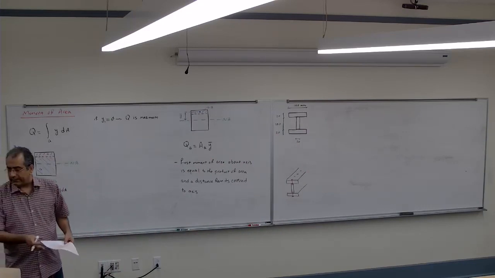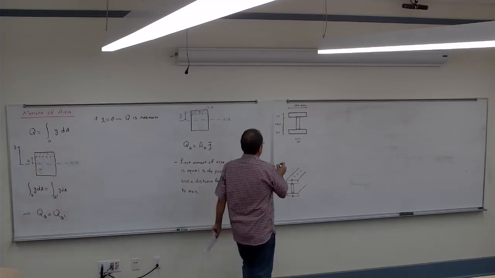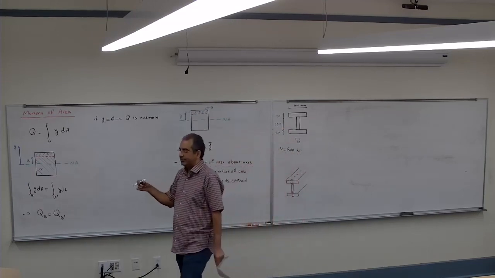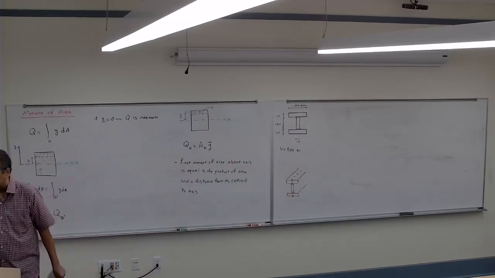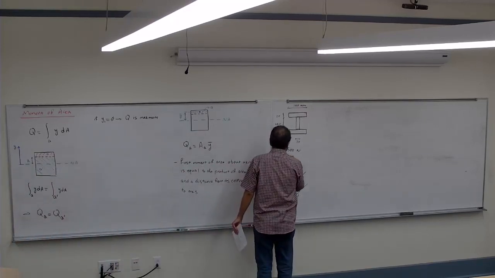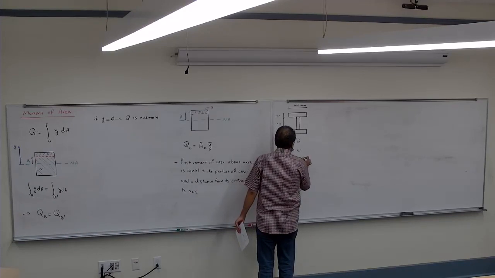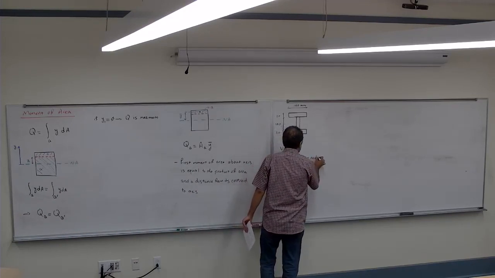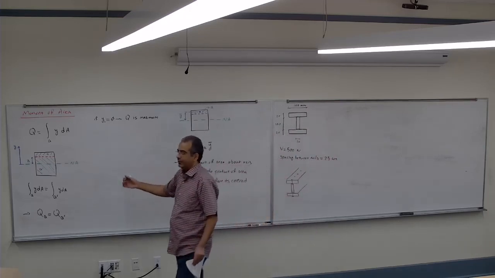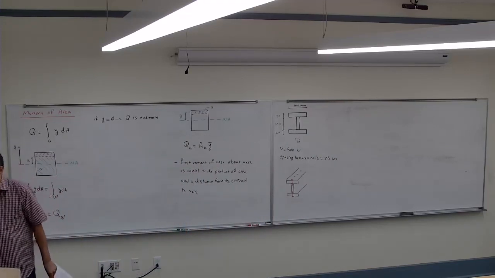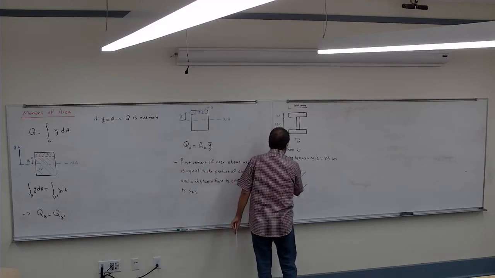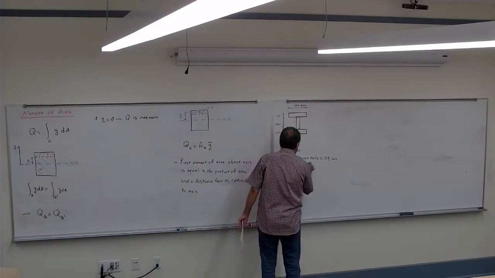So we know that V is 500 Newton, the vertical force. And the distance between two nails, the spacing between nails, is equal to 25 centimeters. So every 25 centimeters we have one nail. We want to know the shear force in each nail.